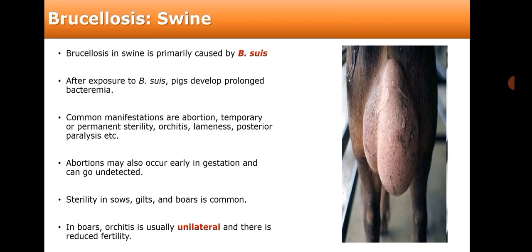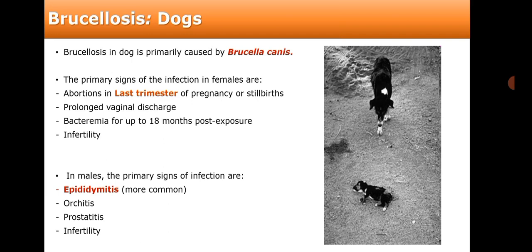Brucellosis in dogs is primarily caused by Brucella canis. The primary signs of the infection in females are abortion in the last trimester of pregnancy or stillbirths, prolonged vaginal discharge, bacteremia for up to 18 months post-exposure, and infertility. In males, the primary signs of infection are epididymitis, which is more common than orchitis, prostatitis, and infertility.